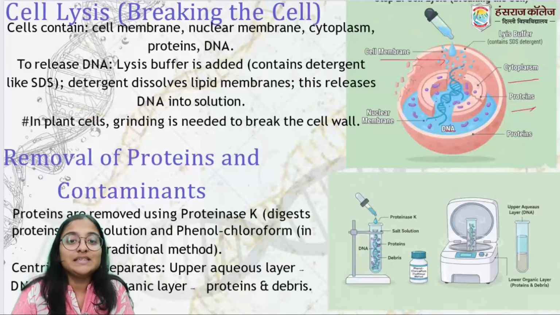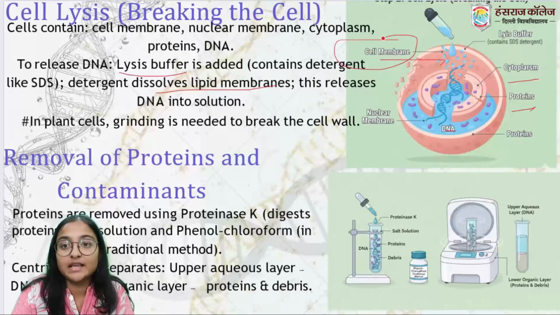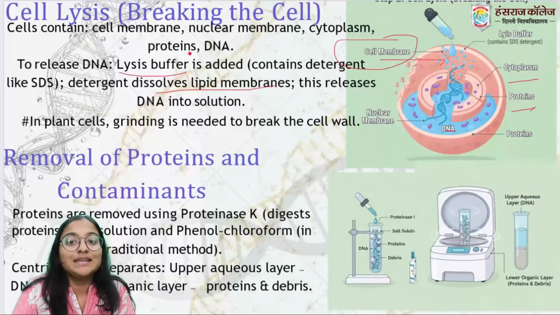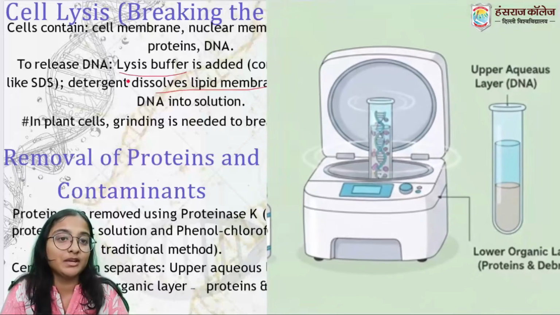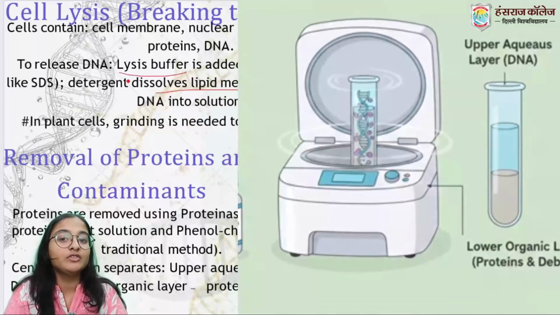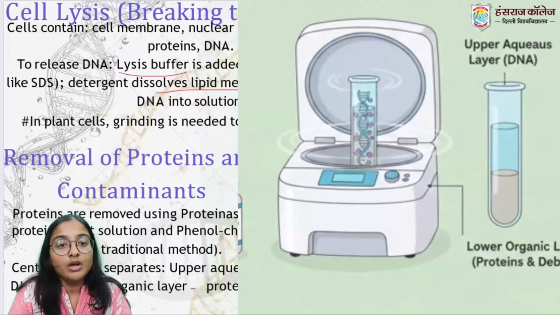And now to release this DNA, we use a lysis buffer, which contains detergent, and these detergents dissolve the lipid membrane, which is basically our cell membrane, and this releases the DNA into the solution. But when we are doing this experiment in plants, we first need to grind it to break the cell wall.